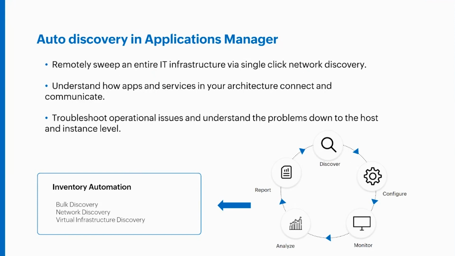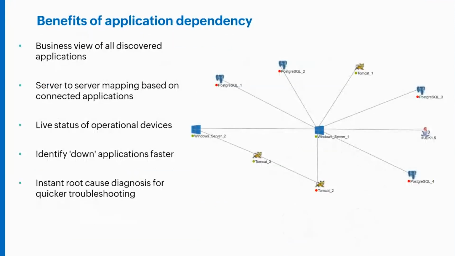Once these are discovered, it will also create a dependency map view. With this dependency map view, you can understand what is the relationship between two servers. If your application is running on server A and it is using the database in server B, for these two servers, it will create a relationship map. Along with it, you can also view the live status of those applications and the hosted servers as well.